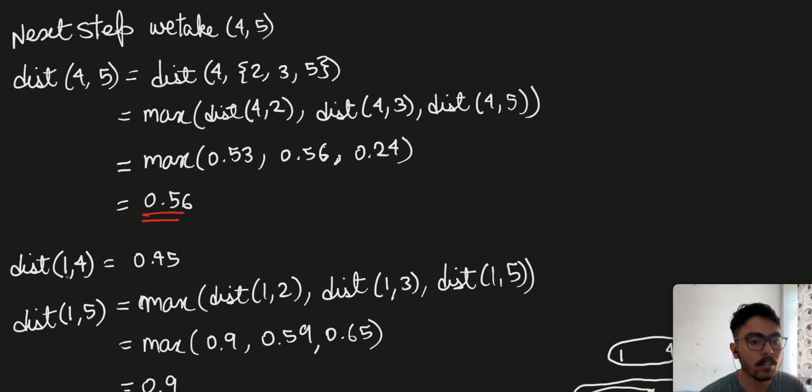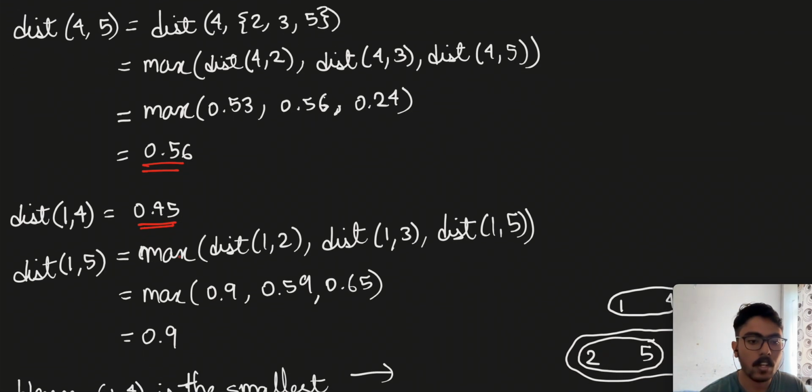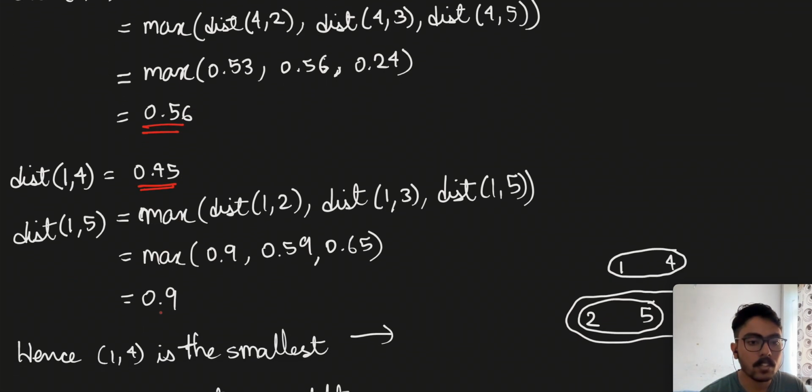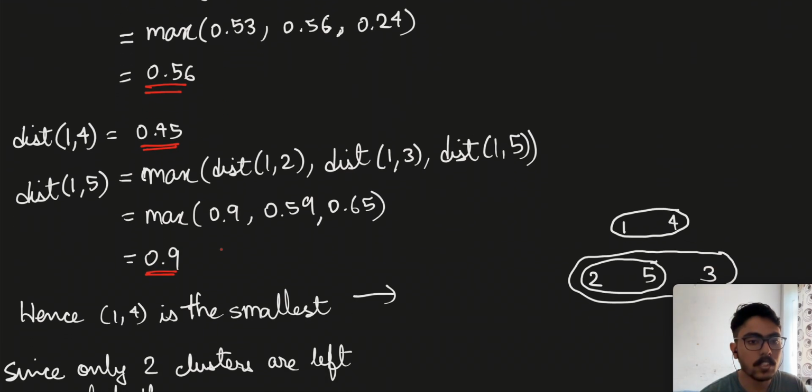Then we see 1 comma 4, so it comes out to be 0.45. And then we see 1 comma 5, so it comes out to be 0.9, right? So in all these three we see that 1 comma 4, this time 1 comma 4 is the smallest with a value of 0.45.